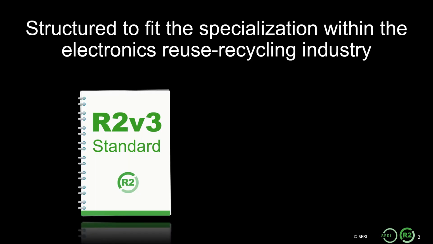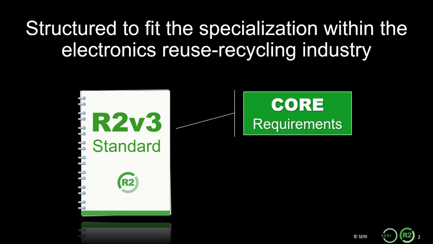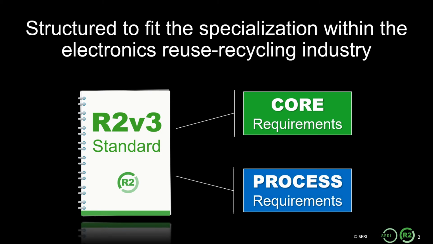In addition to the mandatory R2 core requirements covered in Section 1 of the R2v3 standard, Section 2 of the standard details the R2 process requirements in Appendices A through E. The process requirements relate to specific R2 activities that often require specialized processes and expertise to undertake. Because not all R2 facilities engage or specialize in the same activities, the process requirements in the standard apply only to those facilities that undertake the activities covered under each appendix.